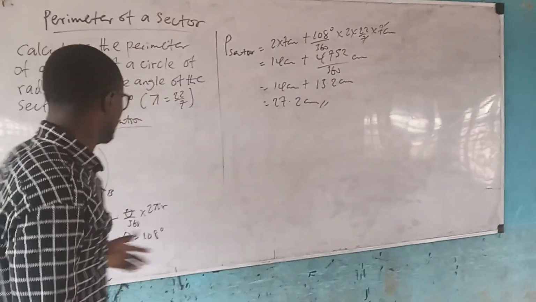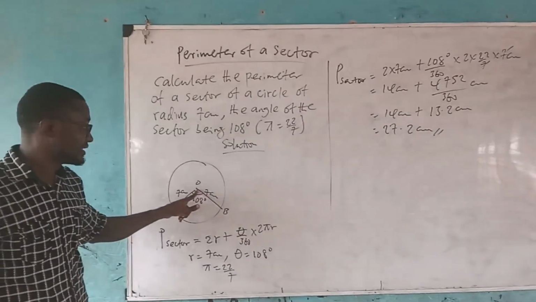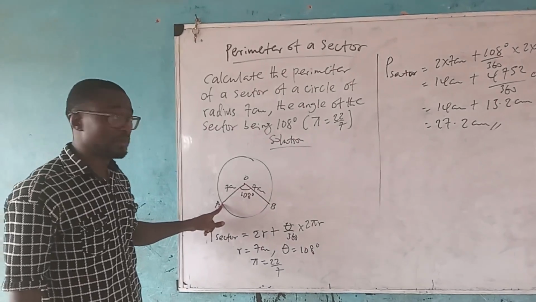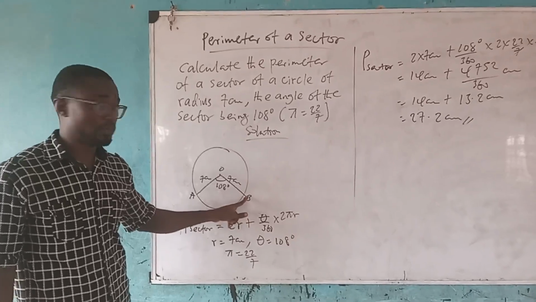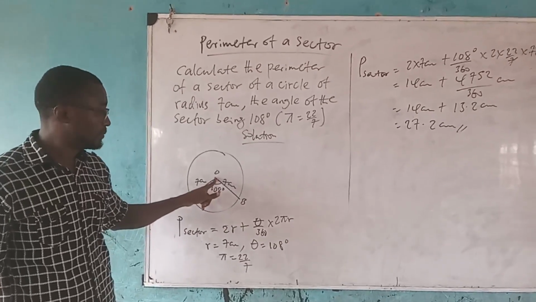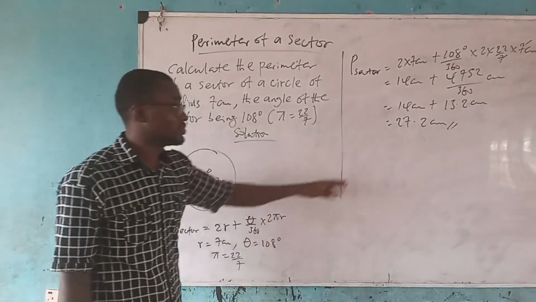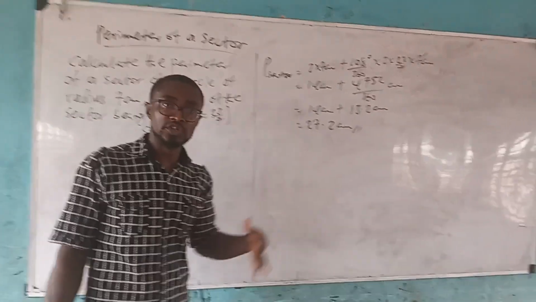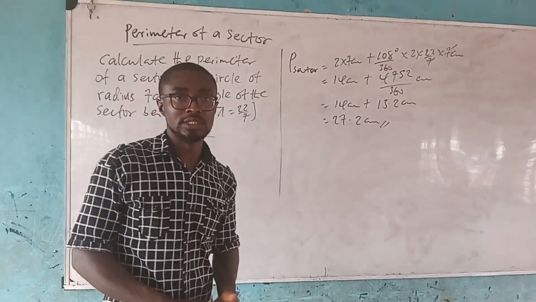Meaning that if you add the total length from here, this O, which is the center, to this very place, following this part of this arc to this very point, and back to this same place that we started from, adding all the parts together will give us a total length of 27.2 centimeters, and that is what will come as your perimeter of the sector.